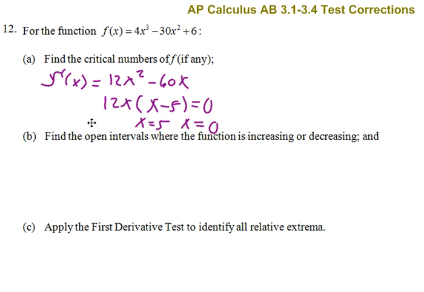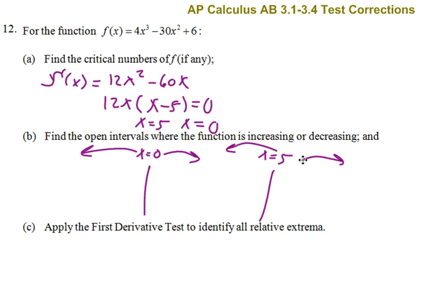Now, find the open intervals where the function is increasing and decreasing. Well, we find those intervals using our critical numbers. So I'm going to divide this into 3 sections. I have x equals 0 right here, and x equals 5. So I want to know what is happening to the left of 0, what's happening to the right of 0 but to the left of 5, and what's happening to the right of 5. If we look at their signs, they're going to tell us when our function is increasing and when it's decreasing.